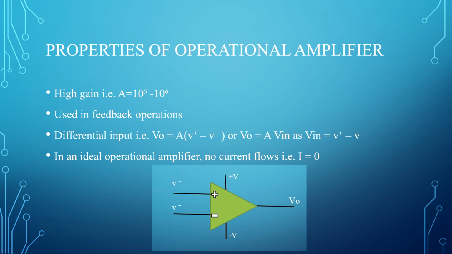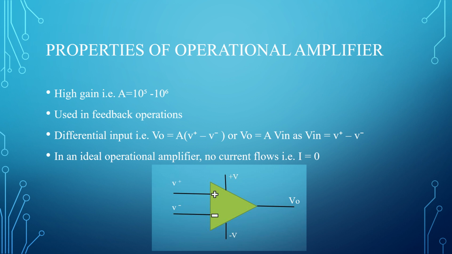The third property is differential input. As you can see in the figure below, there are two kinds of input signals supplied to the operational amplifier. V positive is supplied to the non-inverting terminal, while V negative is supplied to the inverting terminal. The potential difference between these two terminals is equal to V input.